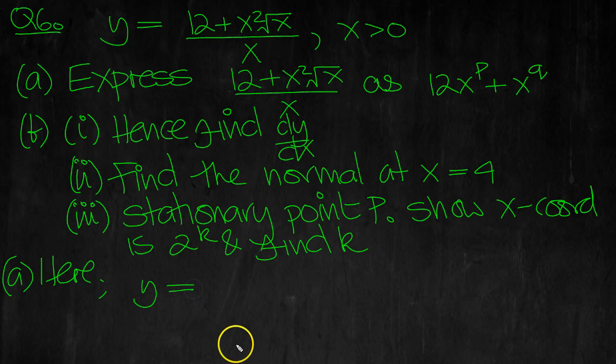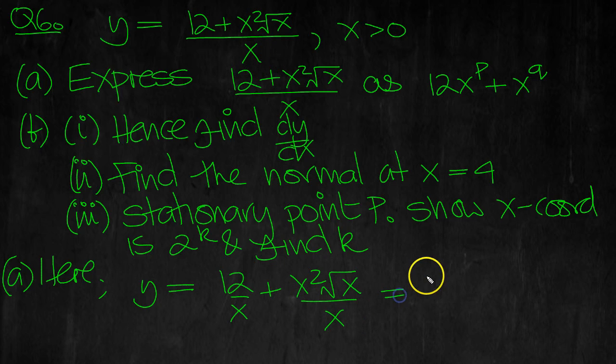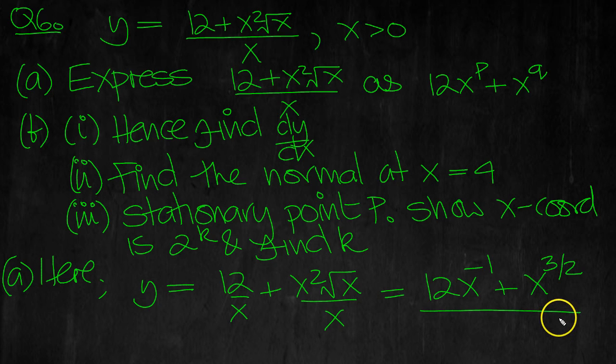So here, y is equal to, split the fraction up, 12 over x plus x squared root x, this over what's underneath, over x, which is equal to 12x to the minus 1, plus, this is x to the 2, one of those will cancel with the one underneath and we have x root x, which is just x to the 3 over 2, isn't it? x times root x. So there's the form that we wanted.